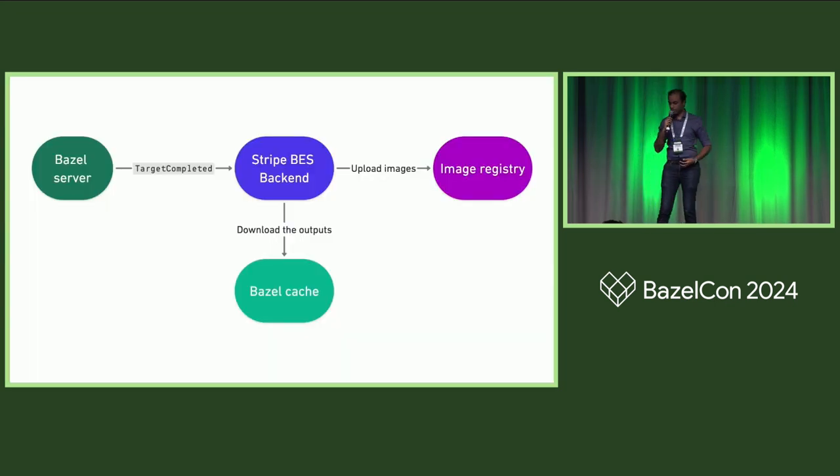That's where the build event service, the BES, I'll abbreviate it, comes in here. Our BES backend can listen for these target completed events that the Bazel server sends out. And it uses that to find container image builds. That way it can download the bits of those container image builds, those layers, from the Bazel cache, and then upload them to the container registry. So let's dive a little bit into these details.